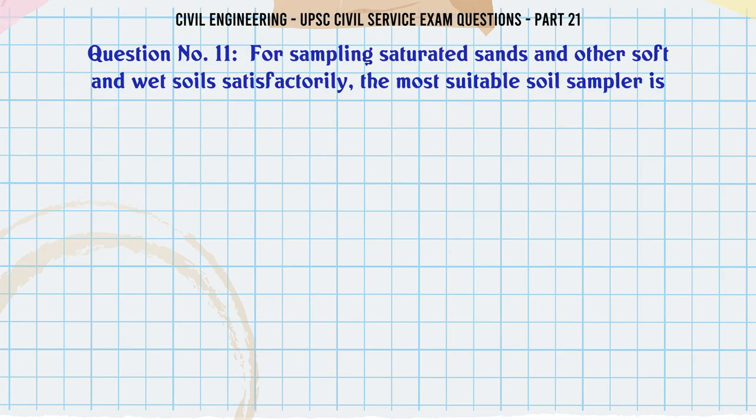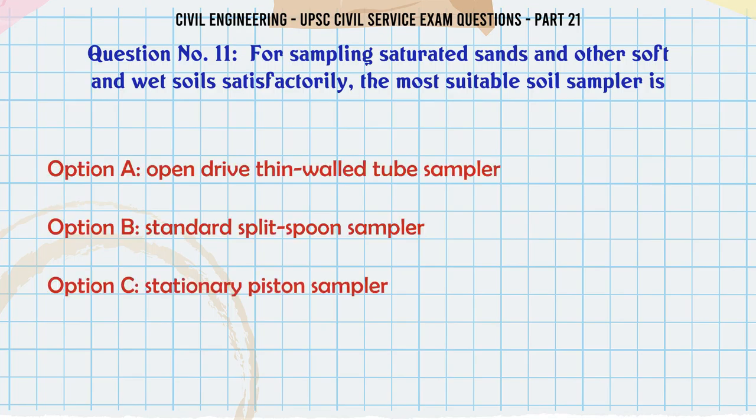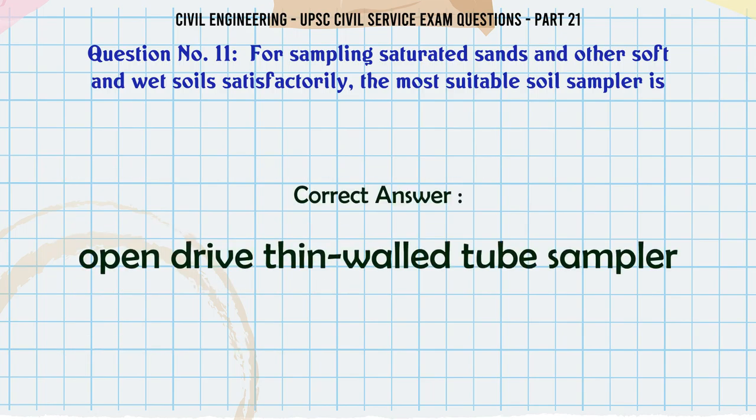For sampling saturated sands and other soft and wet soils satisfactorily, the most suitable soil sampler is A. open drive thin walled tube sampler. B. standard split spoon sampler. C. stationary piston sampler. D. rotary sampler. The correct answer is open drive thin walled tube sampler.